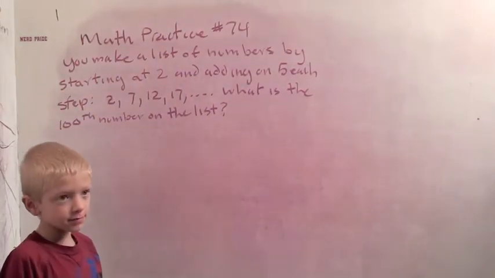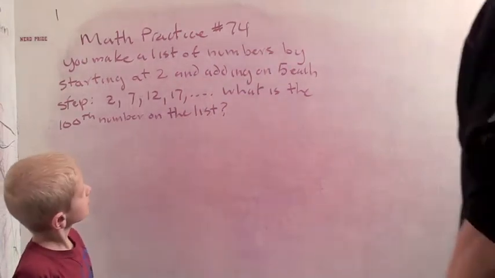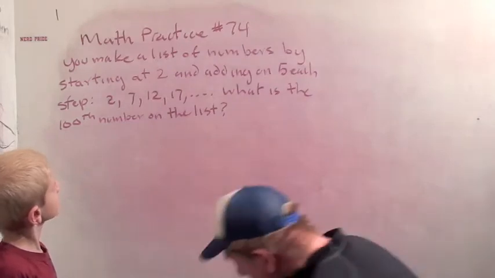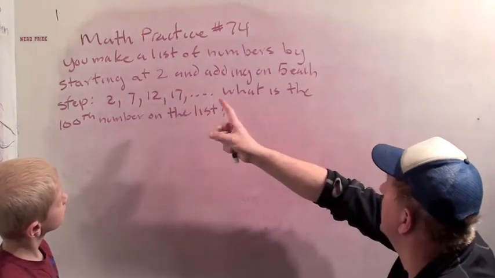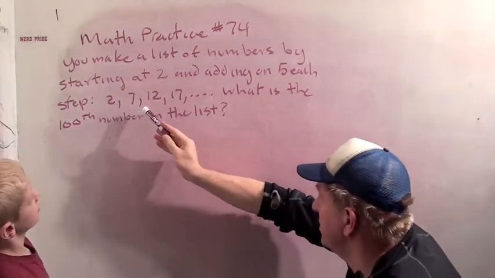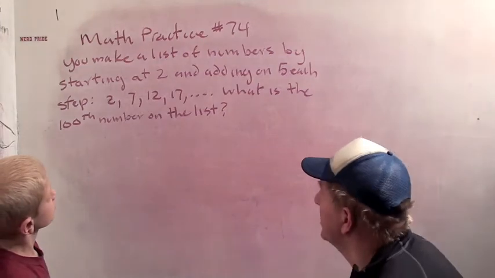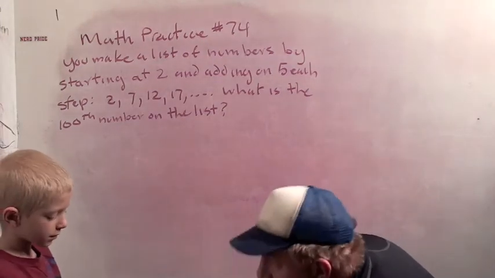Math Practice number 74. Today we got a cool problem about making a list of numbers. Are you ready? Yep. Okay, here we go. You make a list of numbers by starting at 2 and adding on 5 each step. So you get the numbers 2, 7, 12, 17, etc. What is the 100th number on the list?